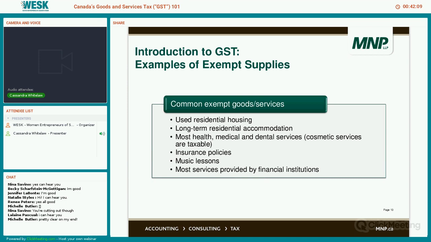A couple other examples of exempt goods and services would be insurance policies, music lessons, and the majority of services provided by financial institutions. So that would be your banks, your credit unions, and things like that.